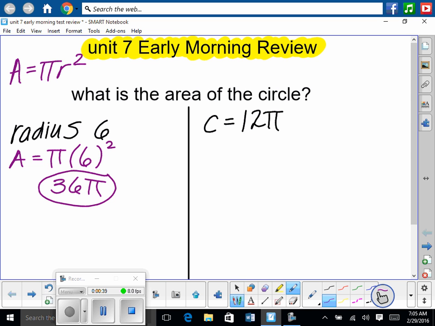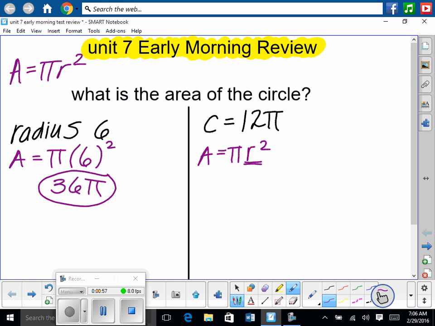Now it says, what's the area of the circle? So this time you're given the circumference is 12 pi. So you say to yourself, okay, well, I know that I'm looking for the area, which is pi r squared, but I don't know the radius. So I've got to figure out a way to find the radius. How?